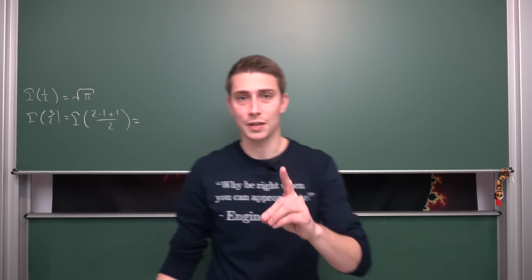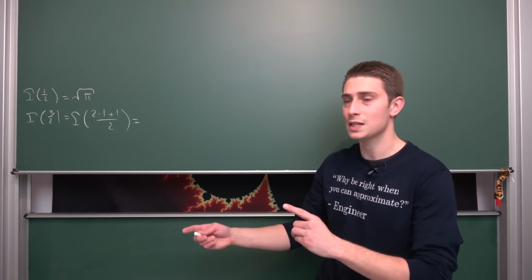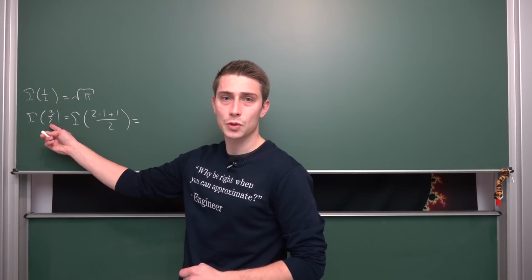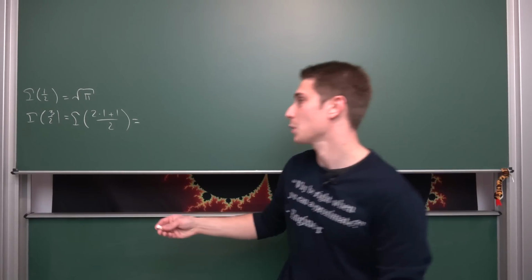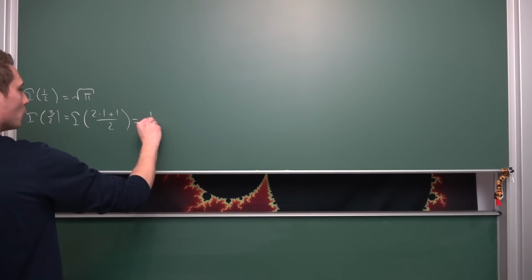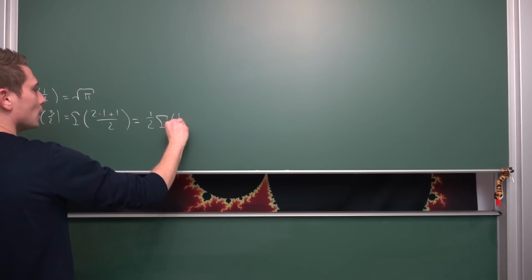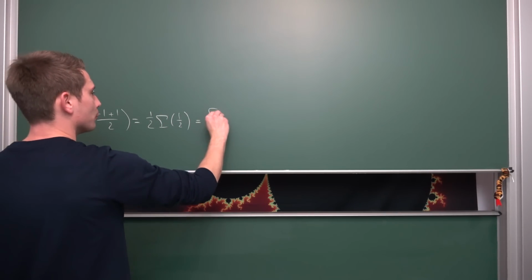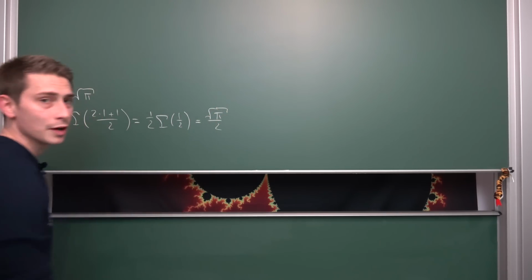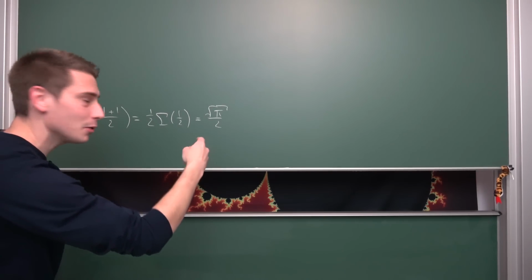Now what is gamma of 3/2? By the recursive definition of the gamma function, this is going to give us the argument reduced by 1 times gamma of the argument reduced by 1. Meaning this right here is nothing but 1/2 times gamma of 1/2 actually. And 1/2 gamma of 1/2 is going to give us square root of pi over 2. Now we can start going further.